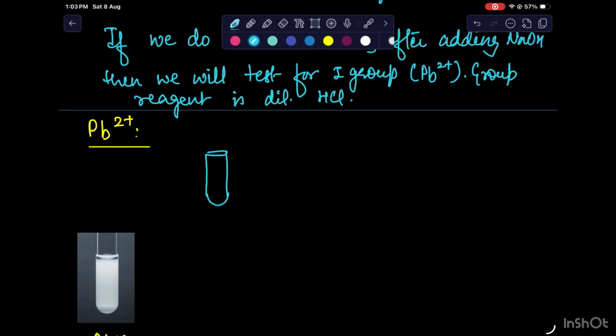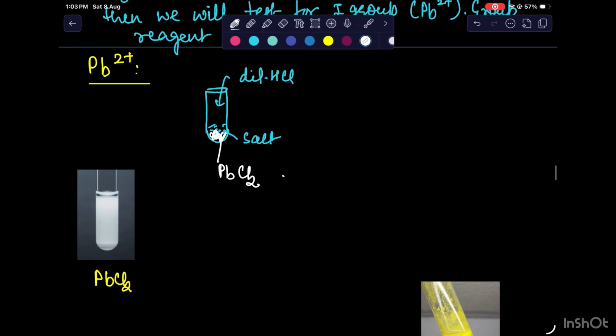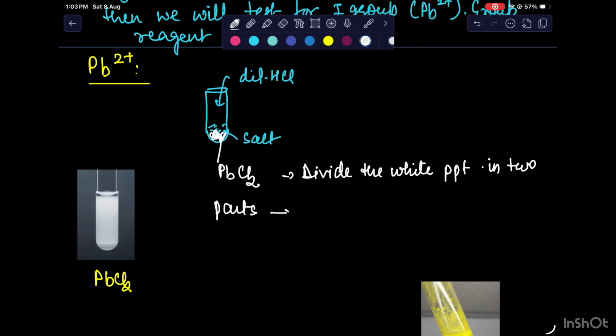Then the second test is for lead, which is in first group, so we'll add dilute HCl, because dilute HCl is the group reagent for group 1. When we add dilute HCl, we'll find a white precipitate of PbCl2. We have to divide this white precipitate into two parts. How do we do it? You will shake the content of the test tube, take another test tube, and then pour half of the content of this test tube into another test tube.